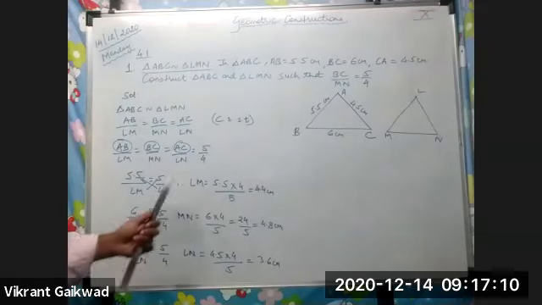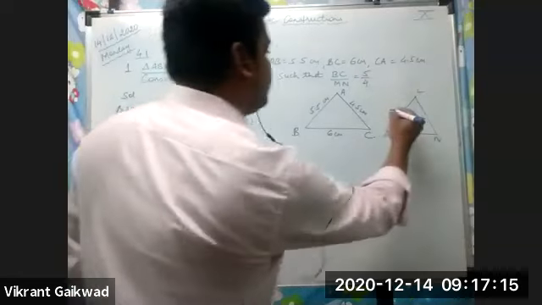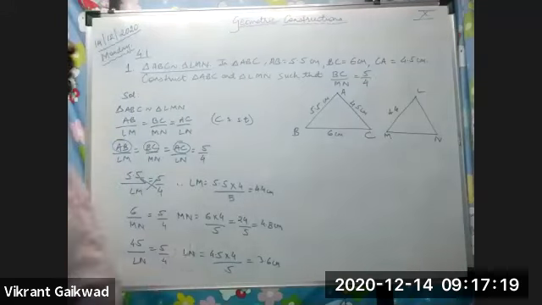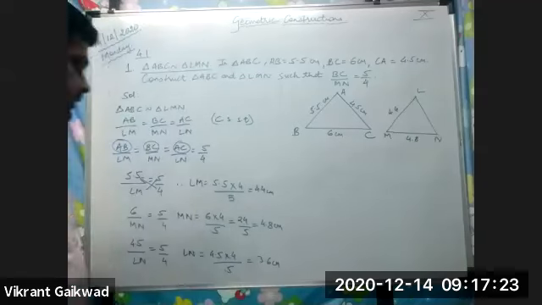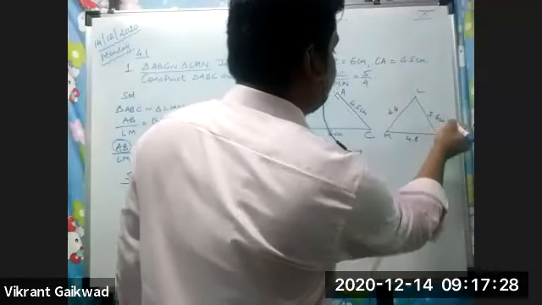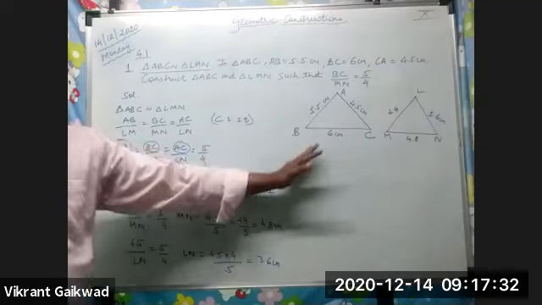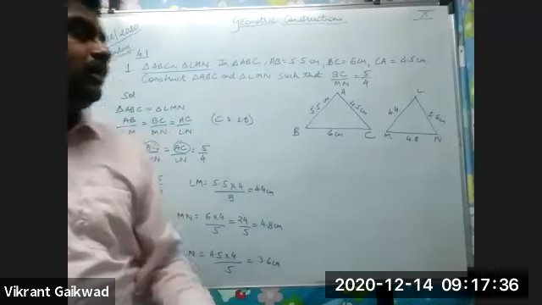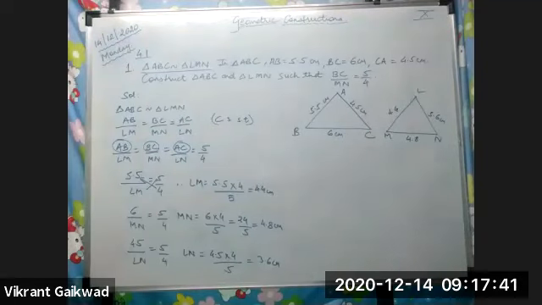You have got all three sides of the triangle: LM 4.4, MN 4.8, and LN 3.6. So whatever information we require to draw the triangle, we have all of it now, and we can easily construct the two triangles.